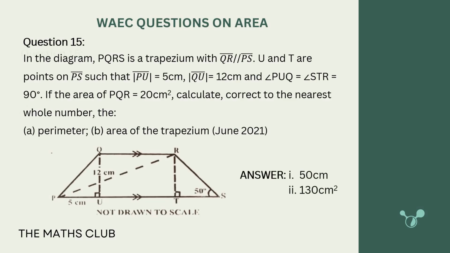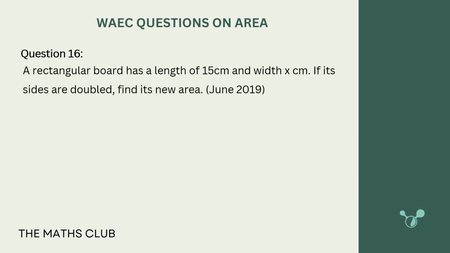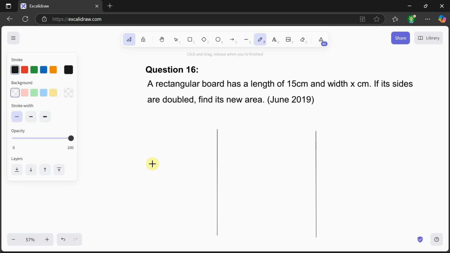Great. Question 16 now says that a rectangular board has a length of 15 centimeters and width x centimeters. If the sides are doubled, find the new area. This is from June 2019. The length of the board is 15 centimeters. The width of the board is x centimeters. If the sides are doubled, it now becomes 15 times 2, which is 30 centimeters, and this one now becomes 2x centimeters because they are doubled, that is, multiplied by 2.